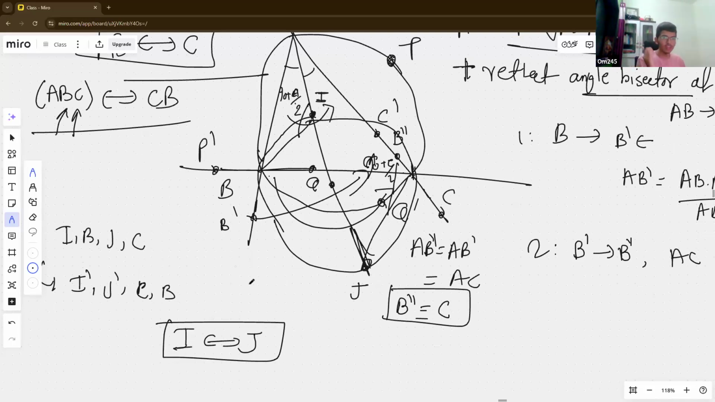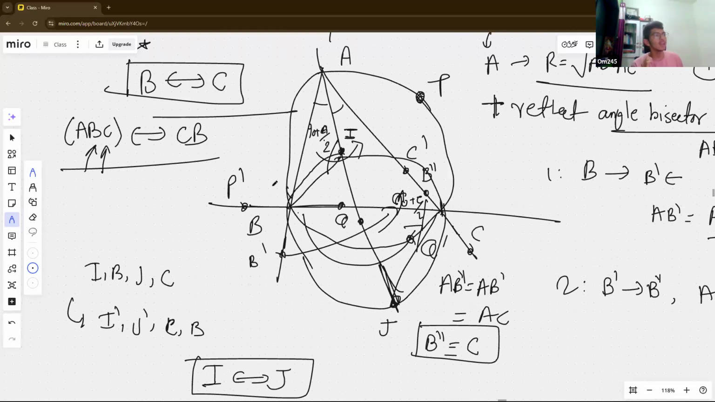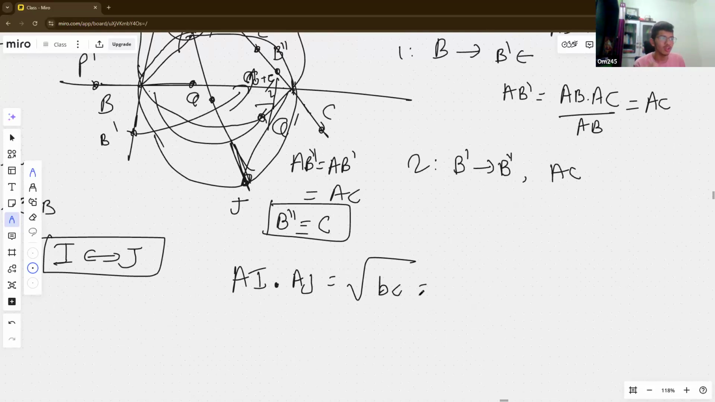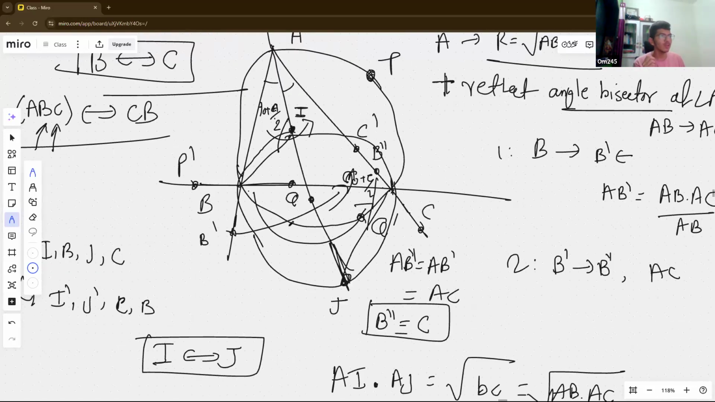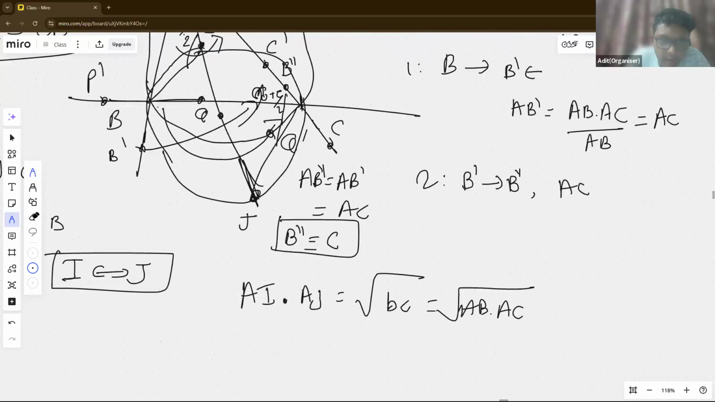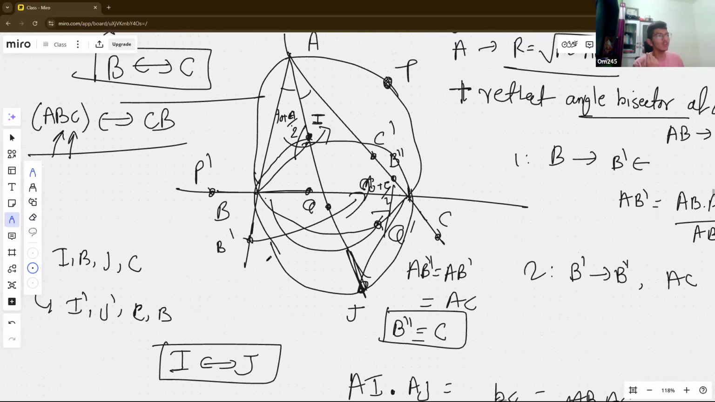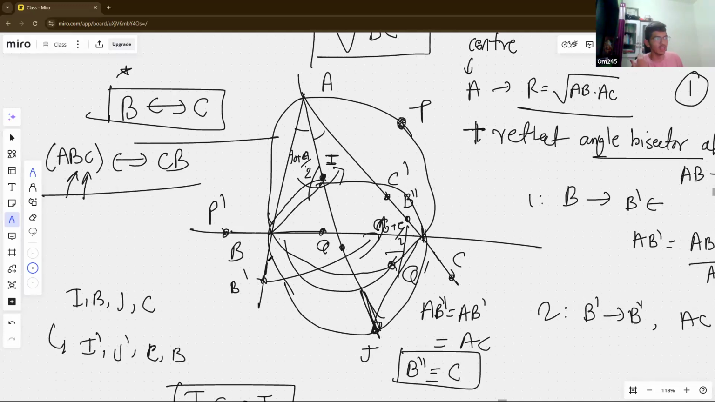And this is very, very useful: IA times IJ is equal to the product AB into AC in our terms, so root AI times root AJ. This is very useful in other ways if you try to work on it.